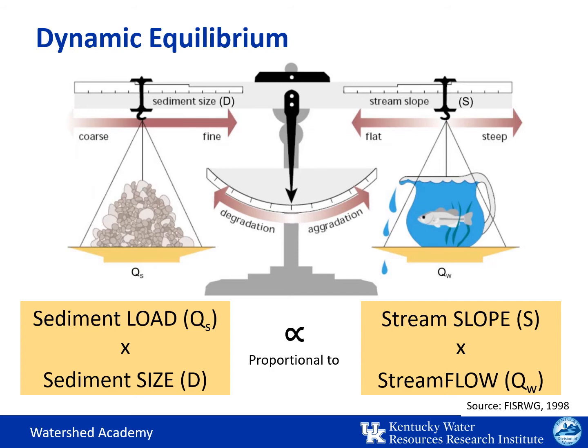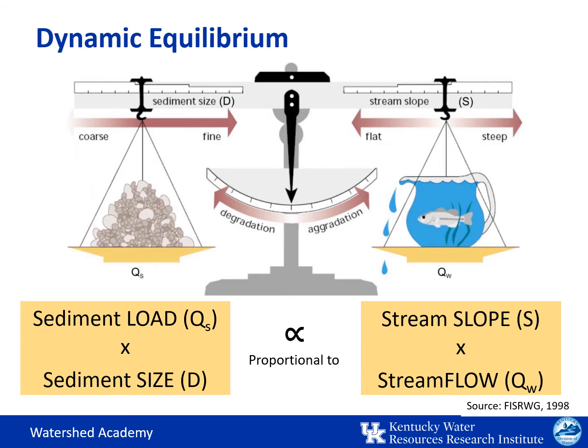So on the left side, we draw your attention to first the sediment load times the sediment particle size, and that will be proportional to the stream flow times the stream slope. When all four factors are in balance, the stream is in dynamic equilibrium. So think about a mild rocking back and forth that you would see here. As one adjusts, the other adjusts, and they kind of come in balance with each other.